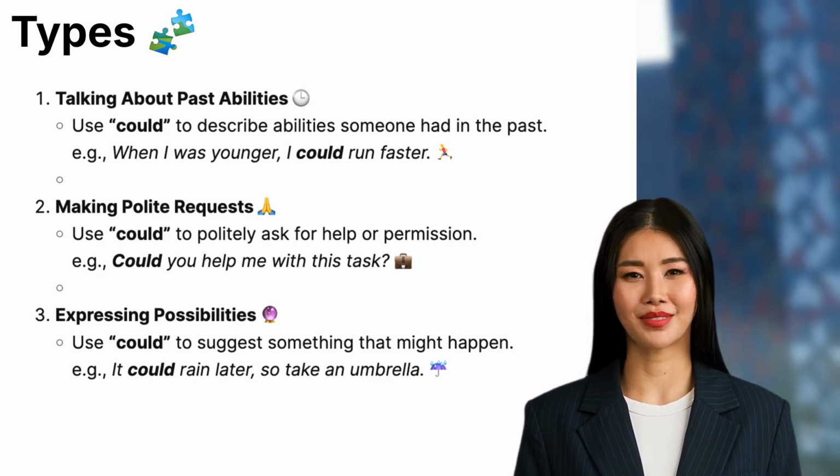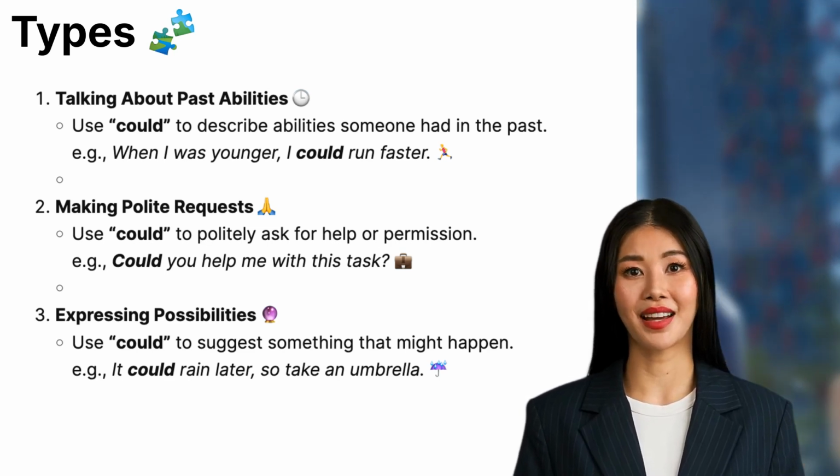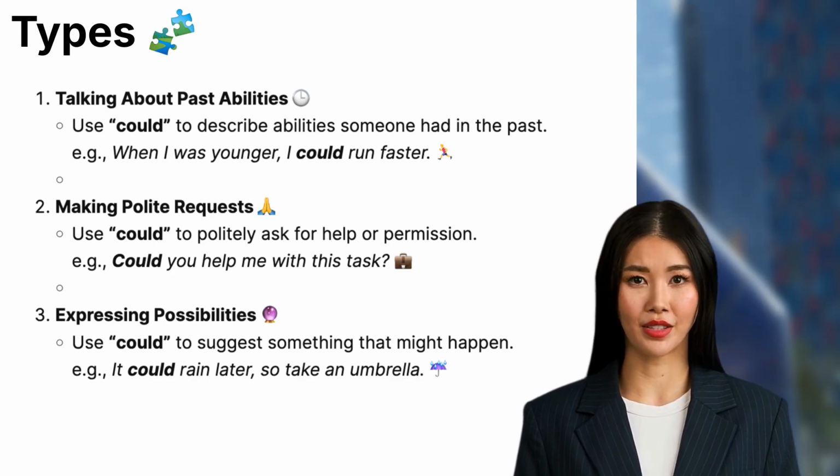More examples. This road could be dangerous at night. She could be at the cafe now. If you want to talk about uncertain possibilities, use could.